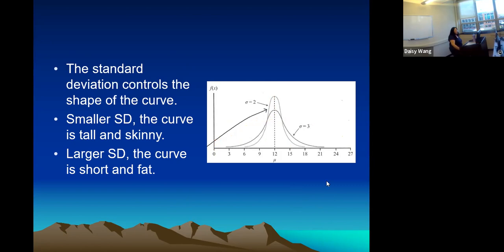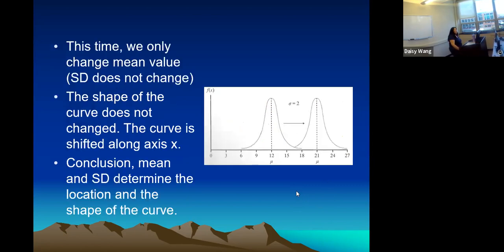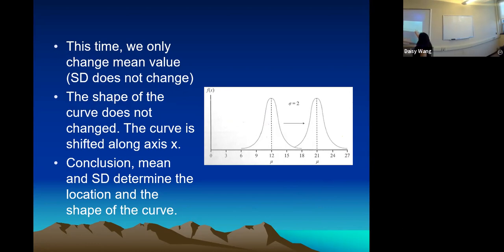When we do this, we only change the average; it's the same standard deviation, but the average is different. One is 12, one is 21. So the shape doesn't change. So the mean decides the location, and the standard deviation decides the shape of the curve for a normal distribution. Okay.